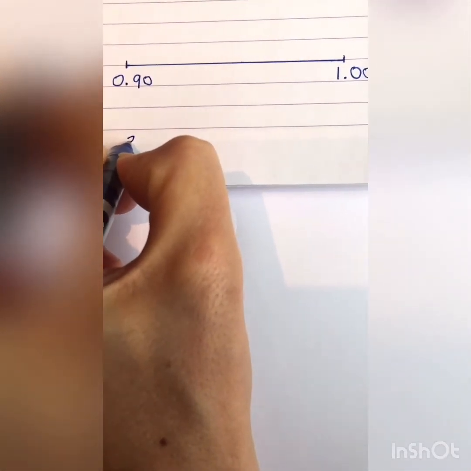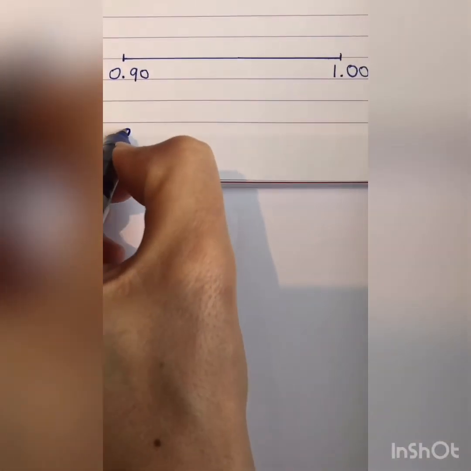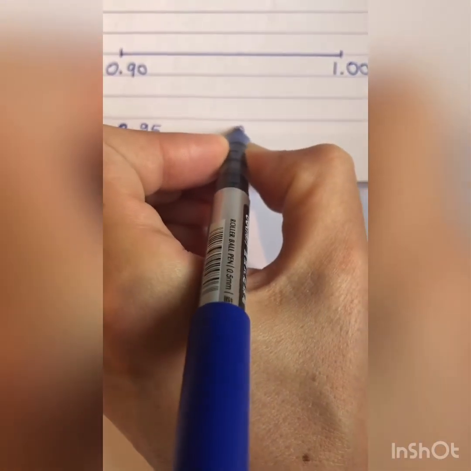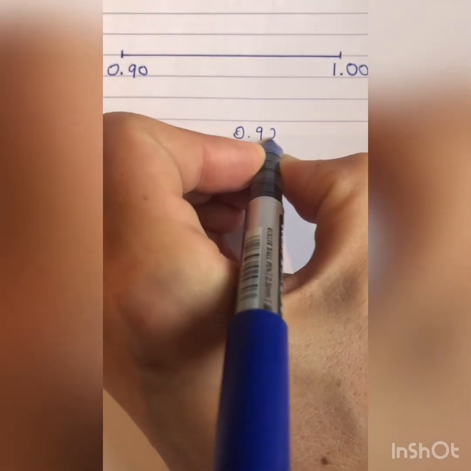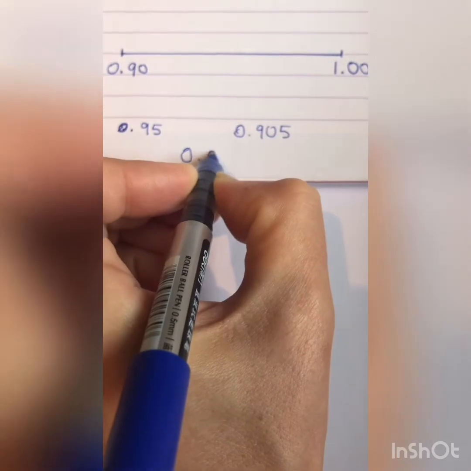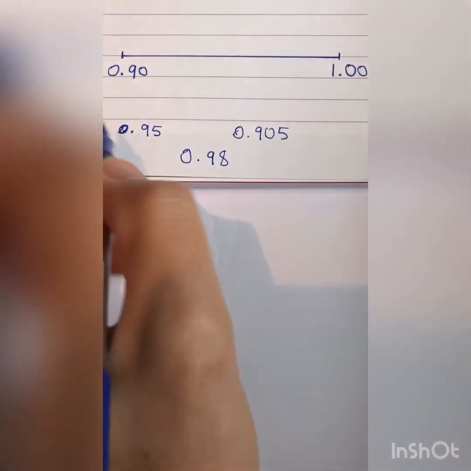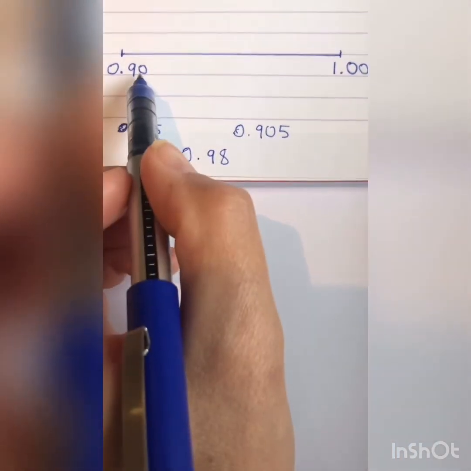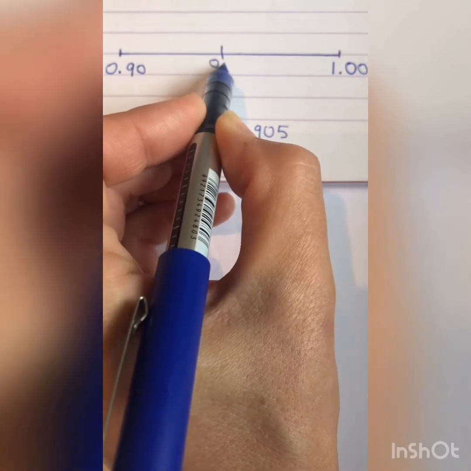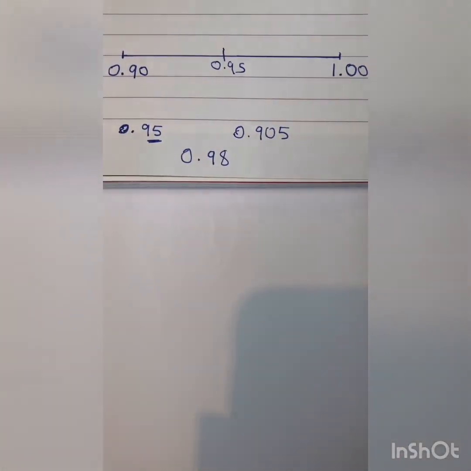Okay, these are the numbers I chose. I've chosen 0.95, 0.905, I'm just going to do 3, and 0.98. Okay, 0.95, if I think of that as 90 and that 100, if that's 95, then clearly that's the halfway number. So I'm going to put that one there. Okay, do you see that? And we can cross that one off.